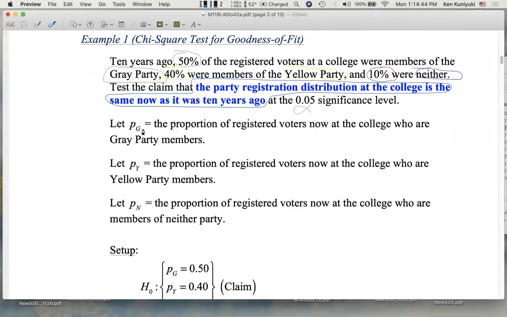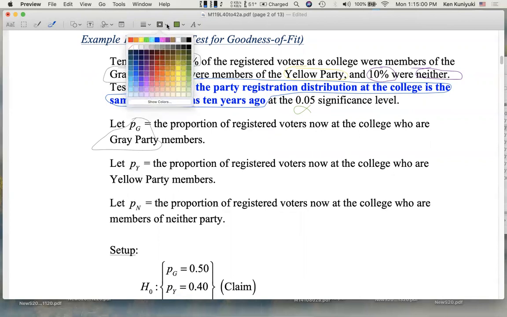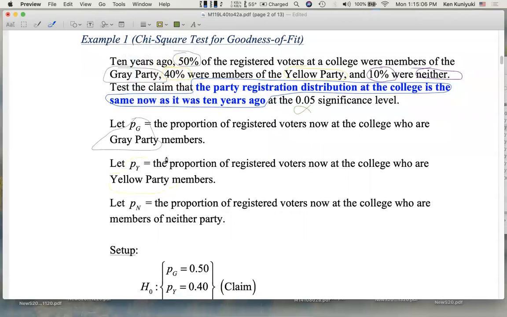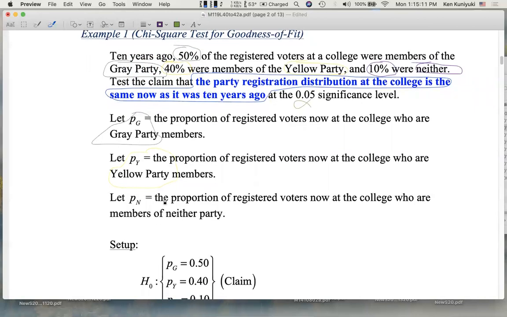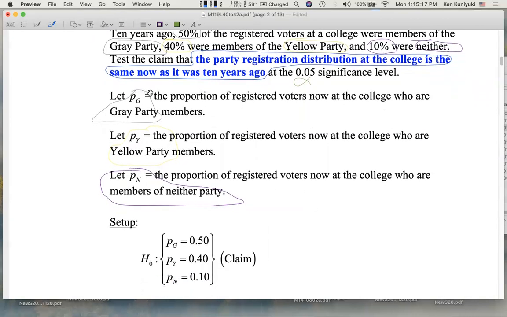Okay, let P sub G equal the proportion of registered voters now at the college who are gray party members. So P sub G, gray party. Let P sub Y be the proportion now who are yellow party. The proportion now, not 10 years ago necessarily, but now. P sub Y, yellow party. Okay, and P sub N, proportion now who are members of neither. Okay, so 3 population parameters here, P sub G, P sub Y, P sub N.